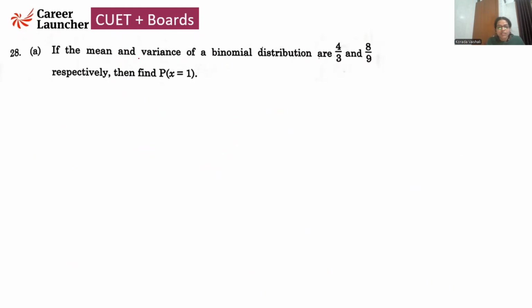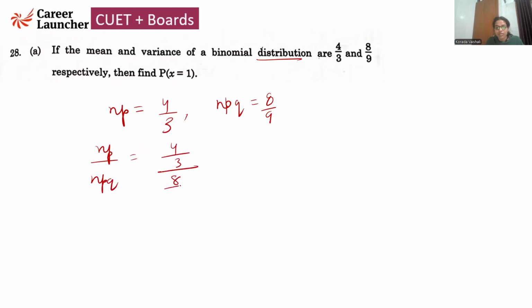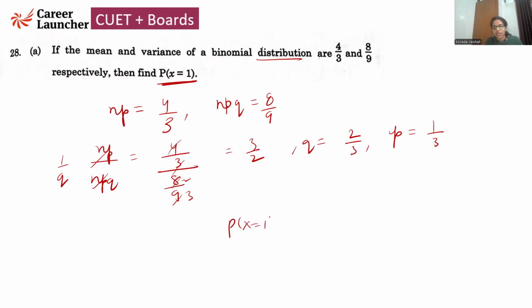Now the next question is, if the mean and variance of a binomial distribution. So the mean for a binomial distribution is np, which is 4 by 3, and npq is the variance, which is 8 by 9. So what if I calculate the fractional value of the two, 4 by 3 divided by 8 by 9? I'm getting 3 by 2 as my 1 by q. The probability of failure comes down as 2 by 3, and the probability of success as 1 by 3. So we need to calculate for x equal to 1.